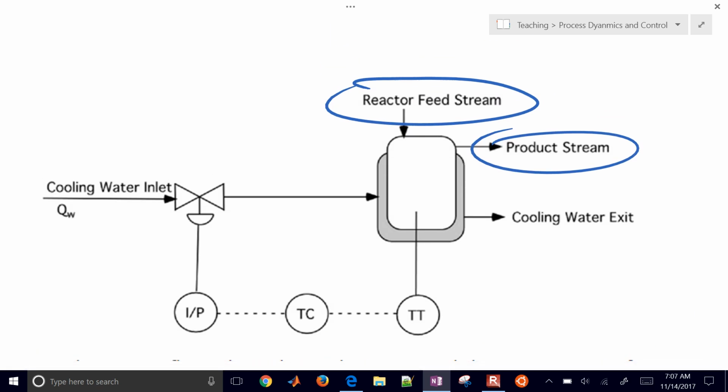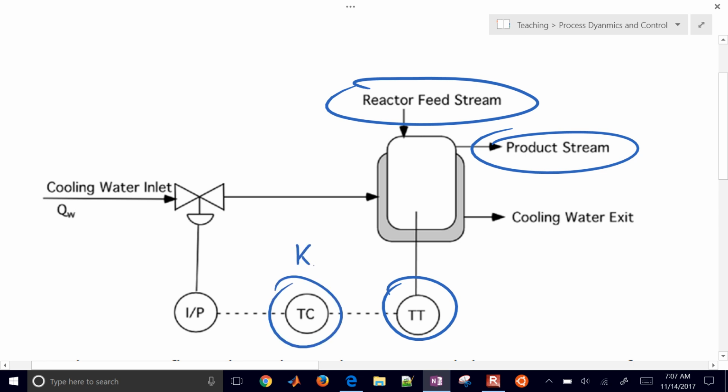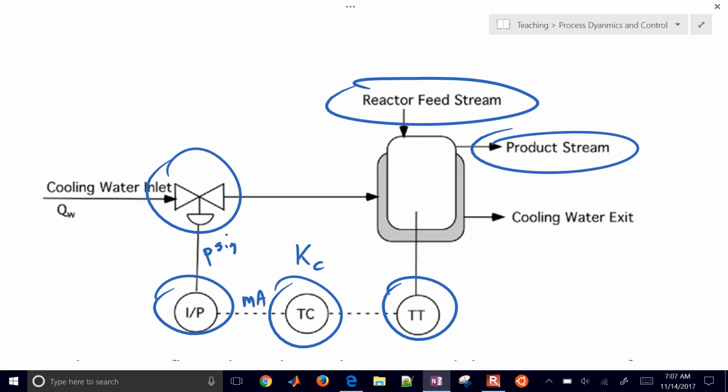unstable. So we have a control system where we have a temperature transmitter, and then we have our temperature controller. That's just going to be a proportional only controller. And then we also have something that converts a milliamp signal into a PSIG signal that's going to operate the valve. Now this is going to be a fail open valve right here. So in case of loss of pressure, that valve is going to open and provide cooling flow to the reactor.